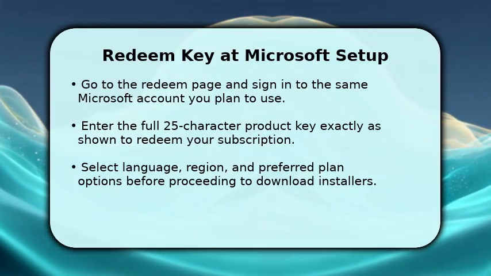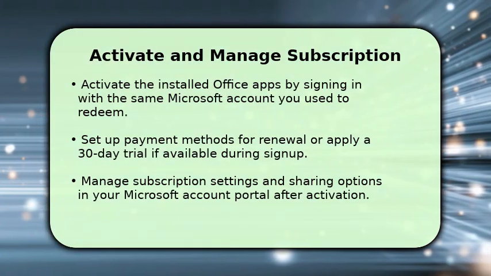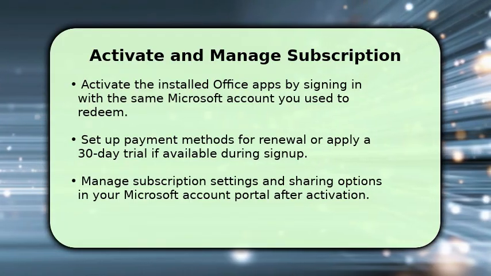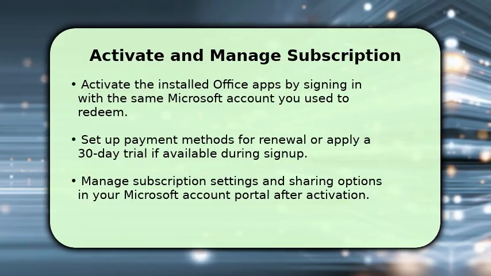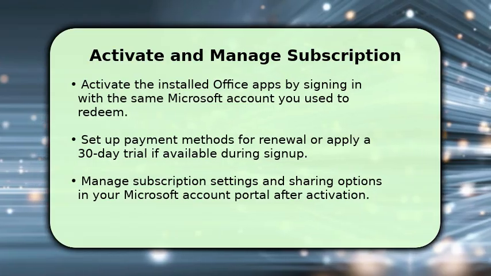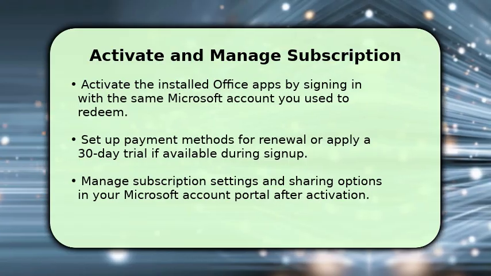After installation, open any Office app and sign in using the same Microsoft account to activate. Verify activation by checking your account name in the app title bar or subscription settings. Add a payment method in your Microsoft account to enable automatic renewals if you choose. Apply a promotional offer or claim a 30-day trial when prompted if that option appears.